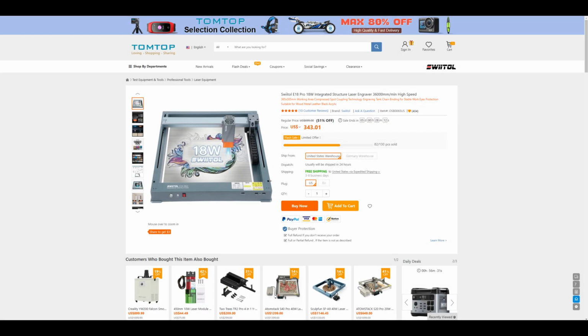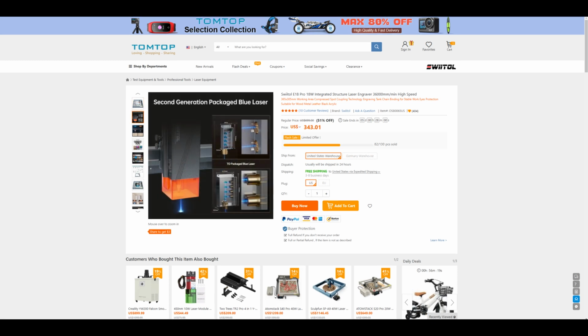The Swiitol E18 Pro is on sale for $343 at the time of recording. This is by far the cheapest 18-watt diode laser that I've seen. I'm kind of blown away by the pricing.